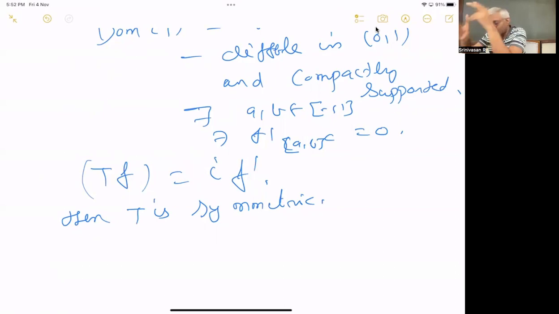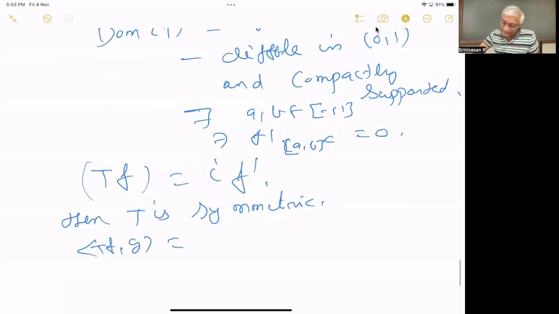Integration by parts. Super, correct. That's all, and it takes the value 0 at the endpoints. So that's all. Okay, so integration by parts. If you want to talk about <Tf, g>, which is just going to be the integral of f g prime. Now f prime g, f prime times g prime bar, i times f prime times g bar, right?